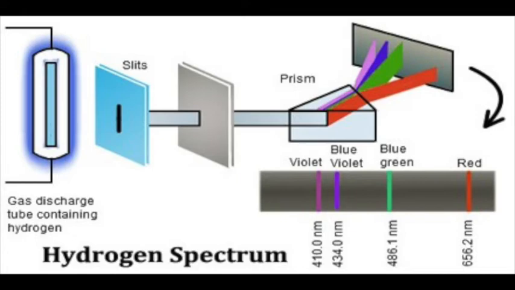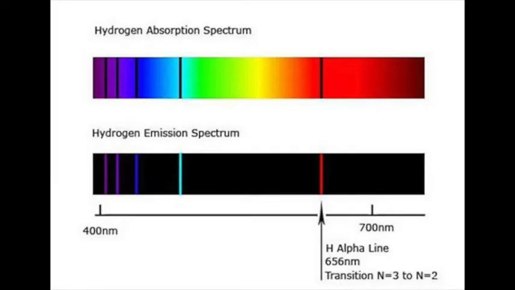And as we can see on the next diagram, the hydrogen absorption spectrum and hydrogen emission spectrum, if placed together, will form a continuous spectrum. However, while they're separate, they're line spectra. On the hydrogen emission spectrum, we can see the hydrogen alpha line, which is the red one, and its wavelength is 656 nanometers. And this means that it falls onto the Balmer series.